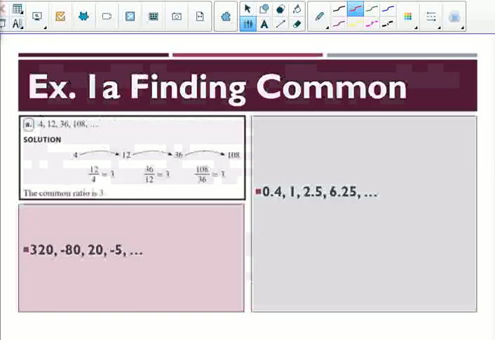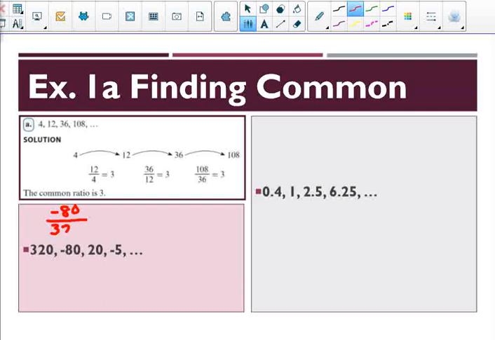So let's take one of these examples. I have 320, negative 80, 20, and negative 5. So I'm going to try to find the common ratio. I start with the second term, negative 80. I need to divide it by the first term, which is 320. I can divide an 80 out in the numerator, that gives me a negative 1. Divide an 80 in the denominator, and that gives me 4.